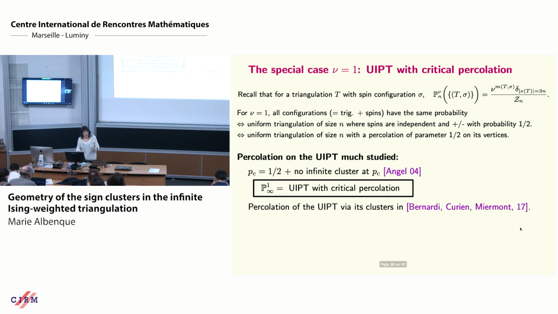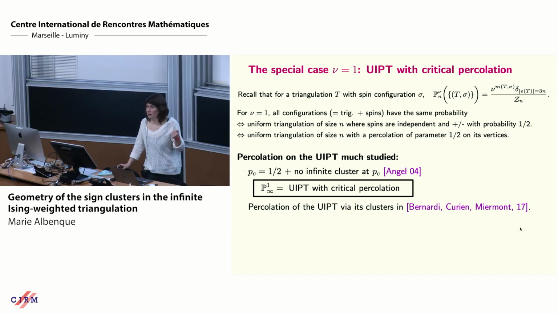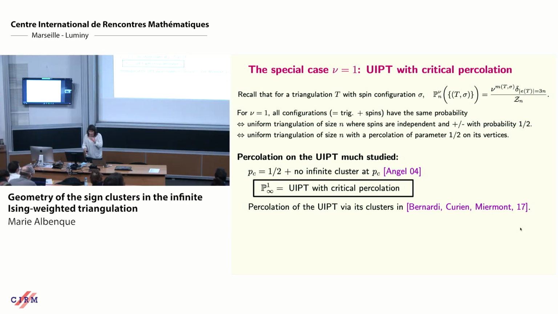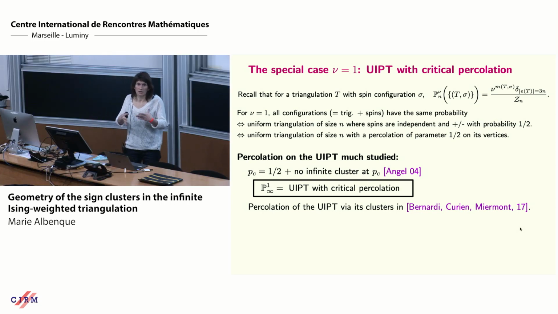Angel studied percolation on triangulations, and he proved in 2004 that the critical parameter for percolation on the UIPT is 1/2. So what we have here is exactly a critical percolation on the UIPT. It's a very specific point of the model we study. Percolation on the UIPT was studied by Olivier Bernardi, Nicolas Curien, and Grégory Miermont via its clusters, and in our work we retrieve the result they obtained for nu = 1.